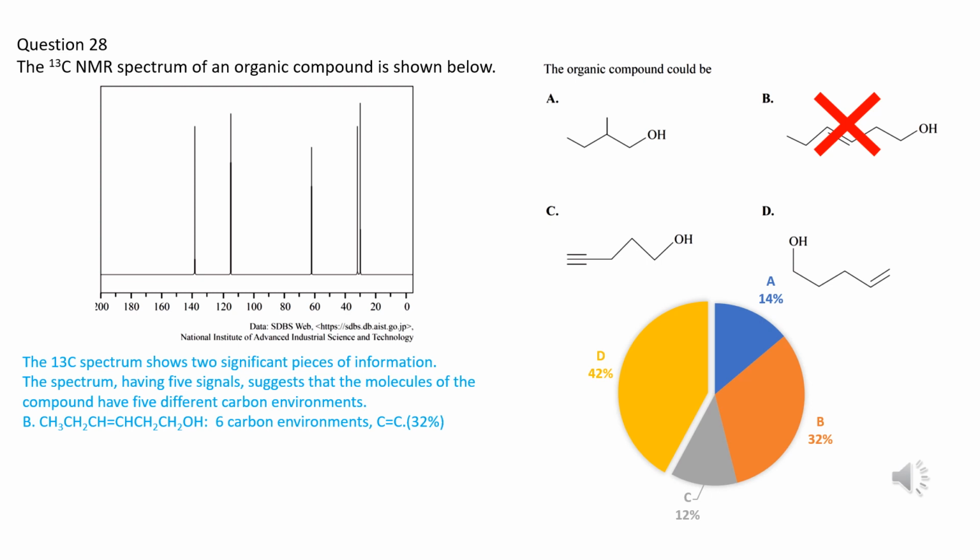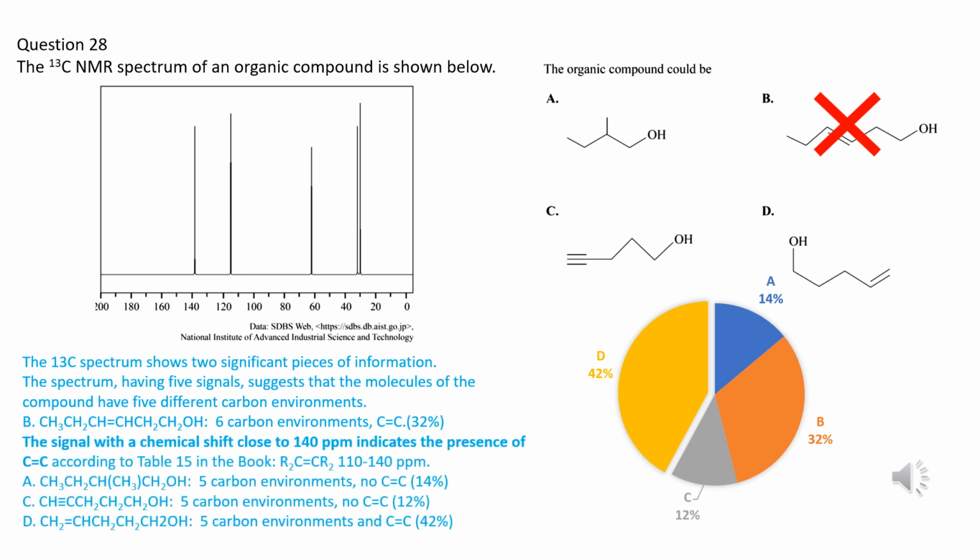There is a single peak at 140 parts per million, and 110 to 140 parts per million belongs to carbon-carbon double bonds. In A, C, and D, only D has carbon-carbon double bonds, so D is the correct answer.